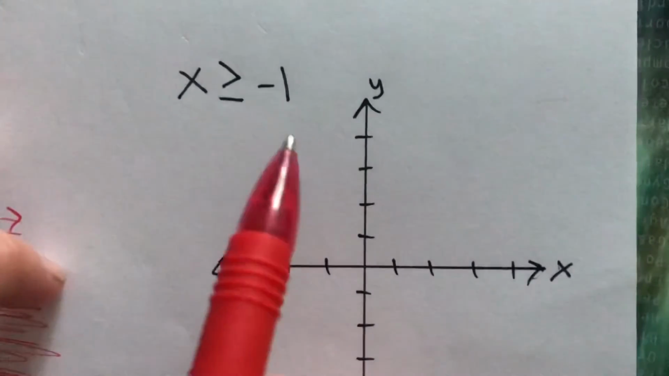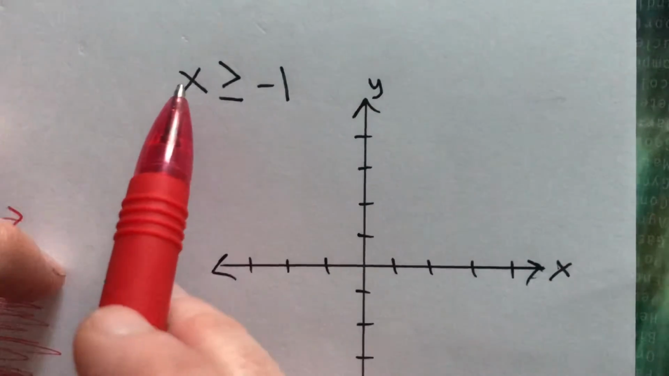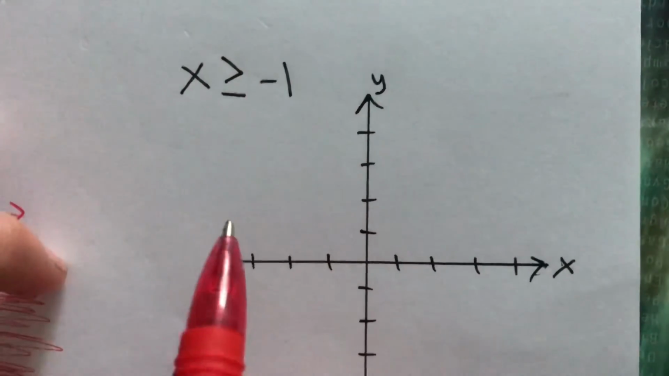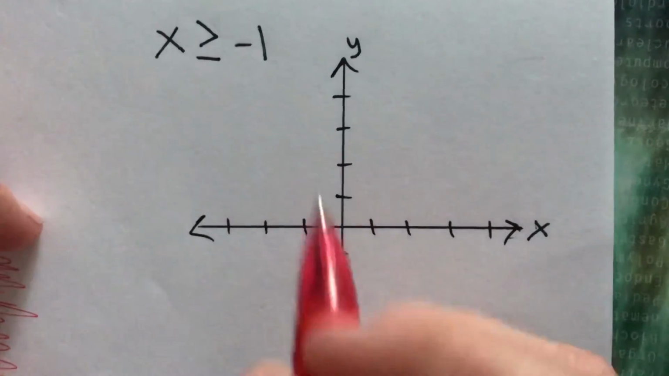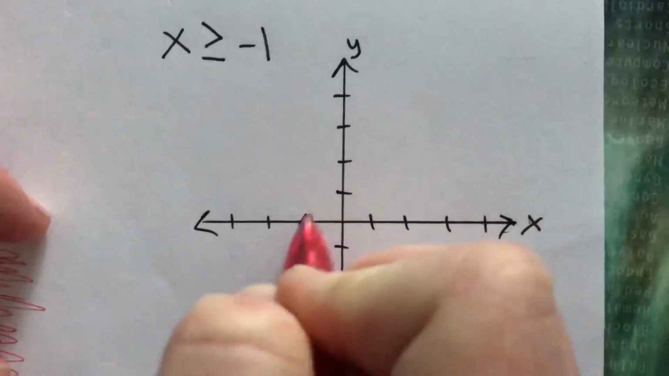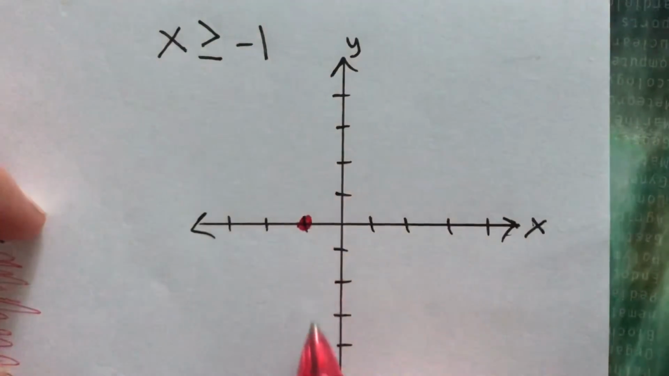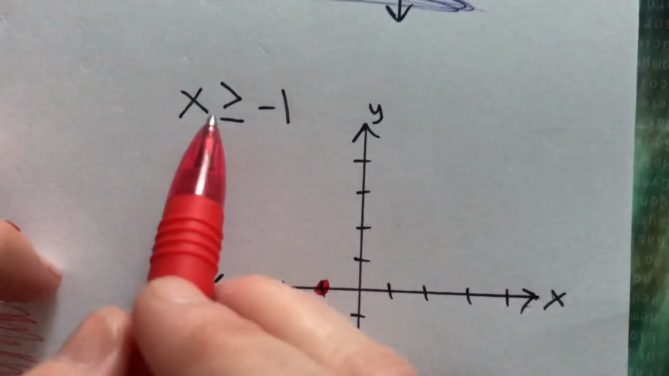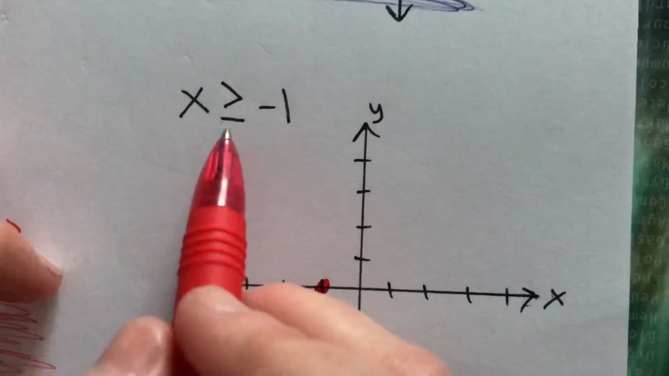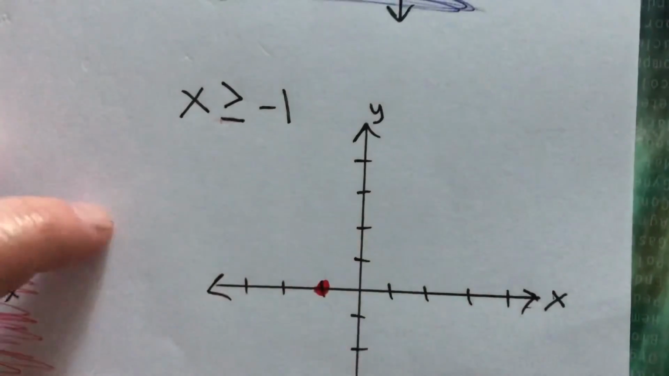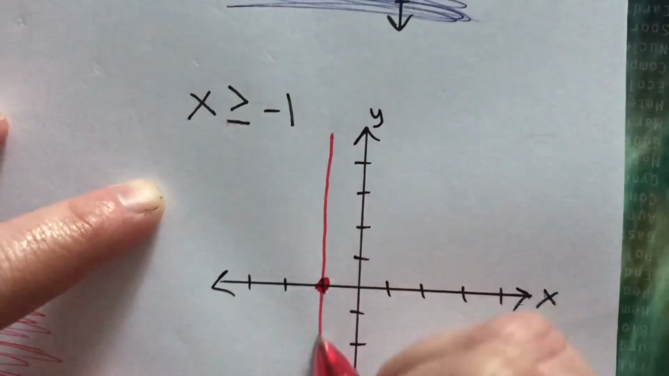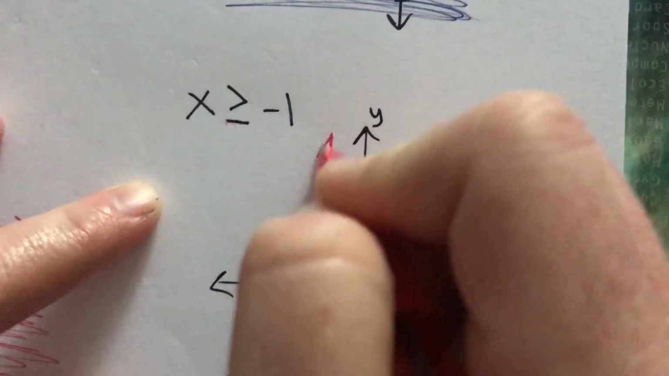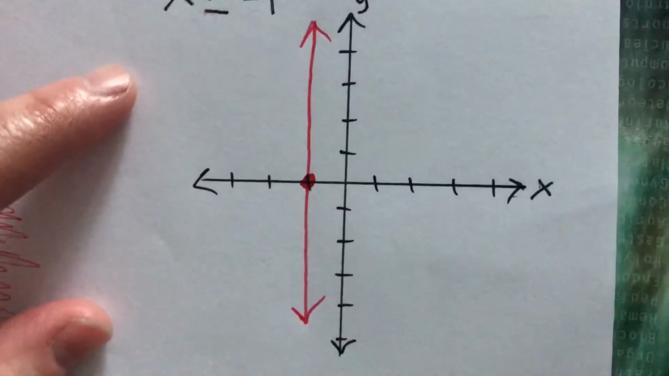And then if I had a vertical line, like, for instance, x is greater than or equal to negative 1, on my x-axis, I would find negative 1, which is here, and then I would draw a vertical line through it, and I'm going to do that. Is my line going to be dotted or solid? Well, it's got this little line underneath it, so that means I'm going to sketch a solid line, right?